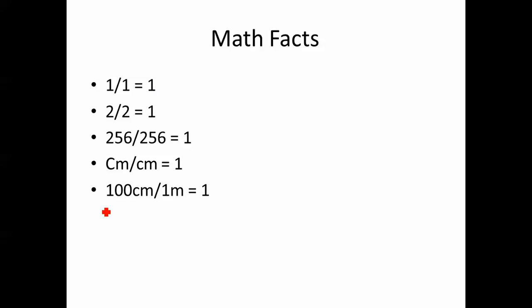Down here at the bottom, this is what we call a conversion factor because it's 100 centimeters over 1 meter. We know that 100 centimeters and 1 meter are equivalent measurements, so when we put them over each other, that also equals 1. We use these conversion factors a lot when using the factor label method.